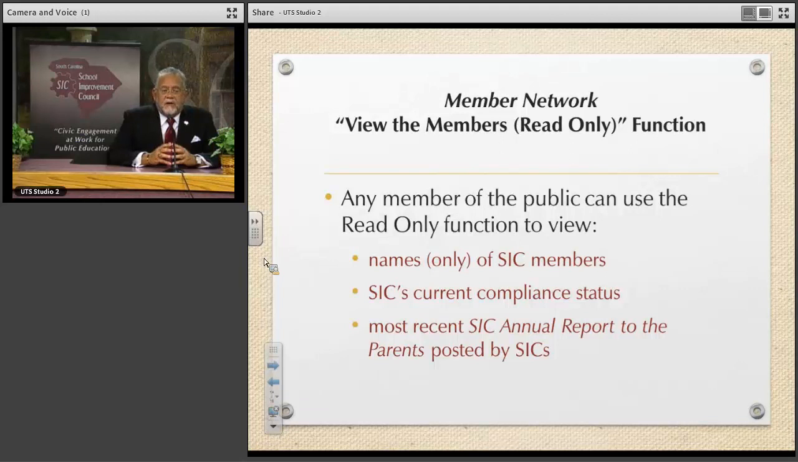The read-only function of the member network will also allow you to view SIC annual reports to the parents posted by other SICs across the state. Looking through these reports is a great way to learn about what other SICs are doing and to get ideas for your own SIC report to the parents. If you need assistance using the member network or with any aspect of the membership reporting process, you can find more information on our website or in the SIC handbook, or you can contact our office.